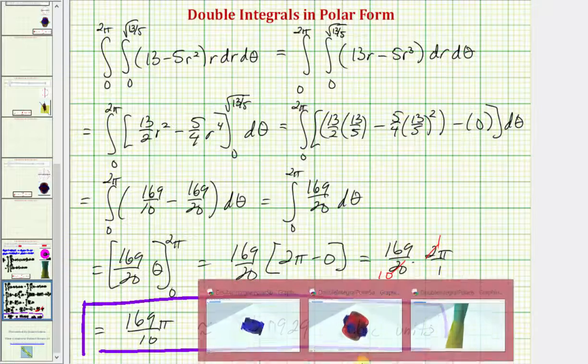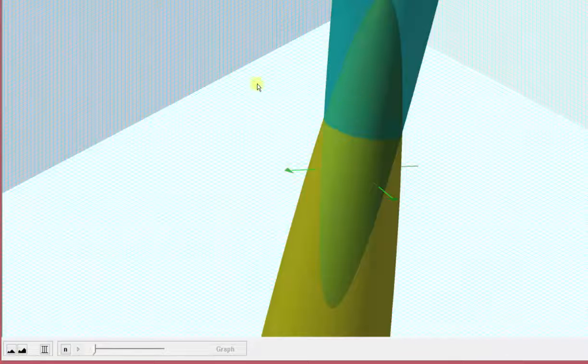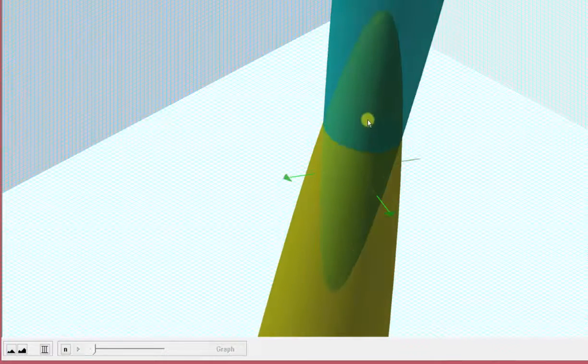So again, we just found the volume bounded by these two paraboloids using a double integral in polar form.